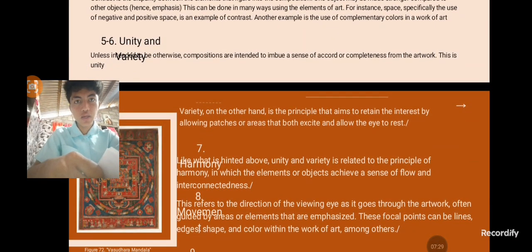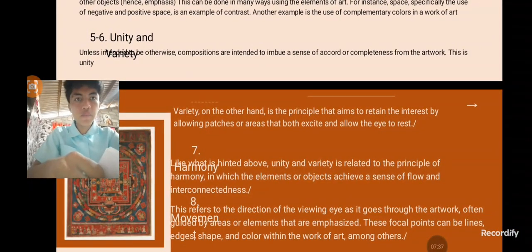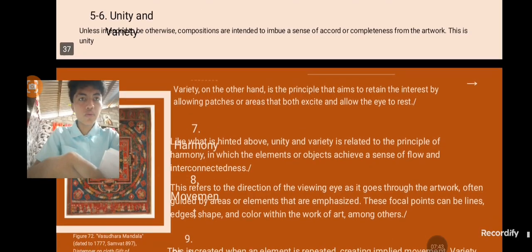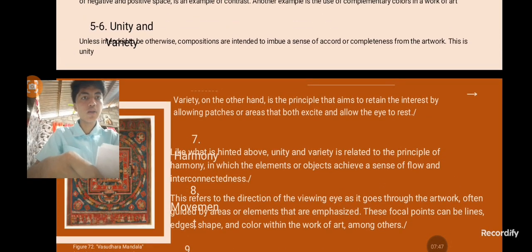Unity and variety. Unless intended otherwise, a composition is meant to imbue a sense of accord or completeness from the artwork. This is unity.